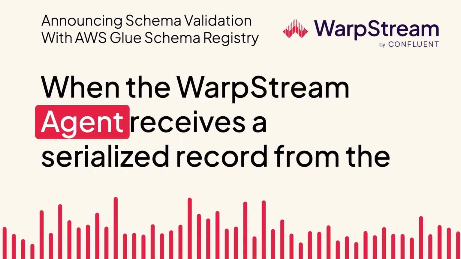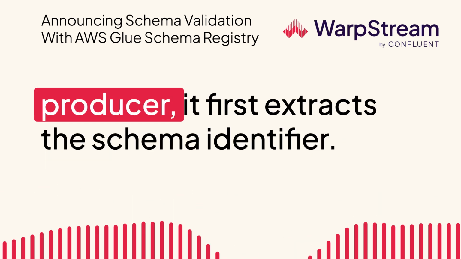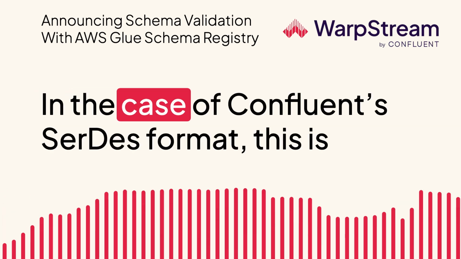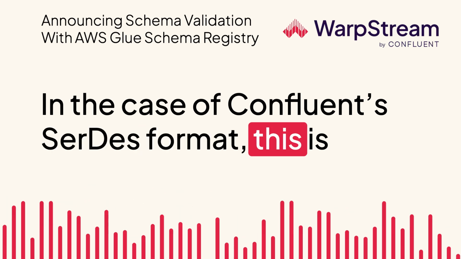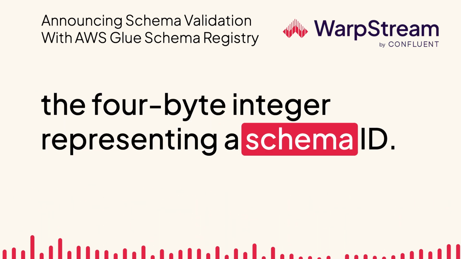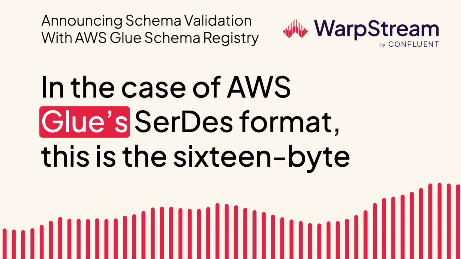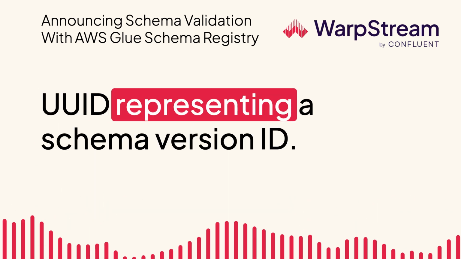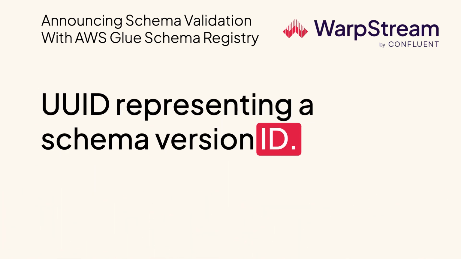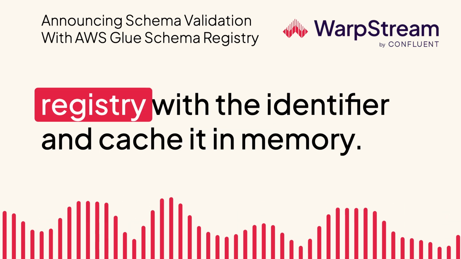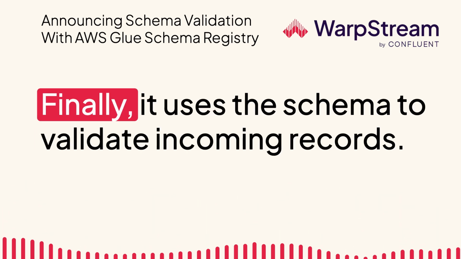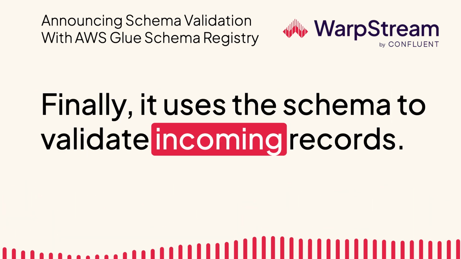When the WarpStream agent receives a serialized record from the producer, it first extracts the schema identifier. In the case of Confluent's SerDes format, this is the 4-byte integer representing a schema ID. In the case of AWS Glue's SerDes format, this is the 16-byte UUID representing a schema version ID. It will then fetch the schema from the schema registry with the identifier and cache it in memory. Finally, it uses the schema to validate incoming records.